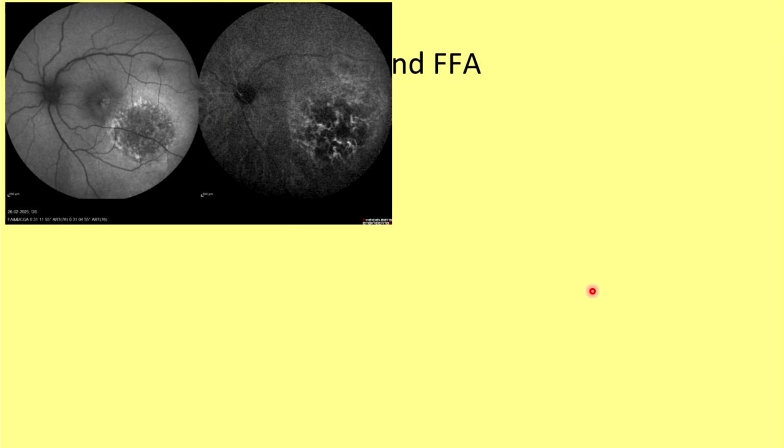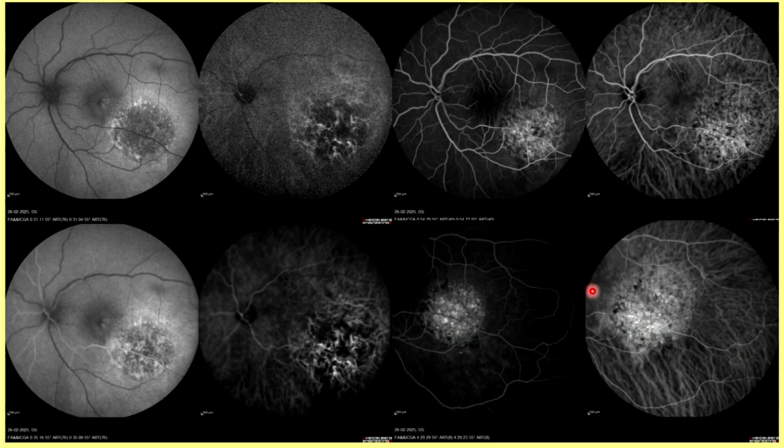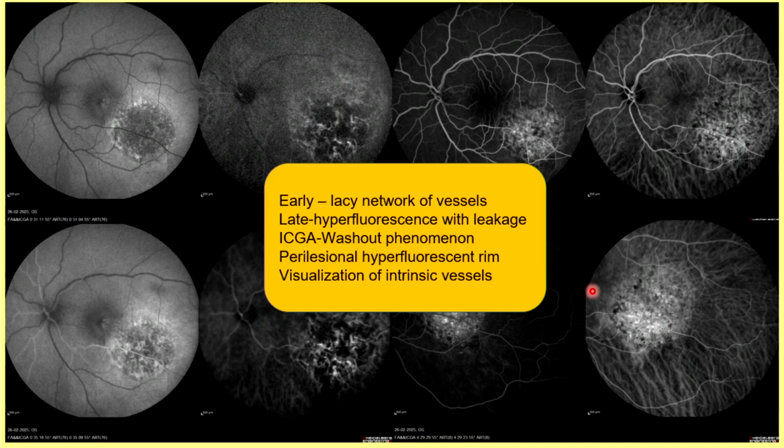We got an ICG and FFA done initially for this patient. These are the early phases where you can see that the lesion is hypofluorescent with a surrounding hyperfluorescence. On ICG here you have this lacy-like pattern, hyperfluorescent interspersed with hypo. On FFA, as the phases increase, you can see the hyperfluorescence increasing throughout the phases. There is a rapid filling of the dye within the tumor and a rapid washout phenomenon. There is also visualization of intrinsic vessels which can be seen if you magnify it.